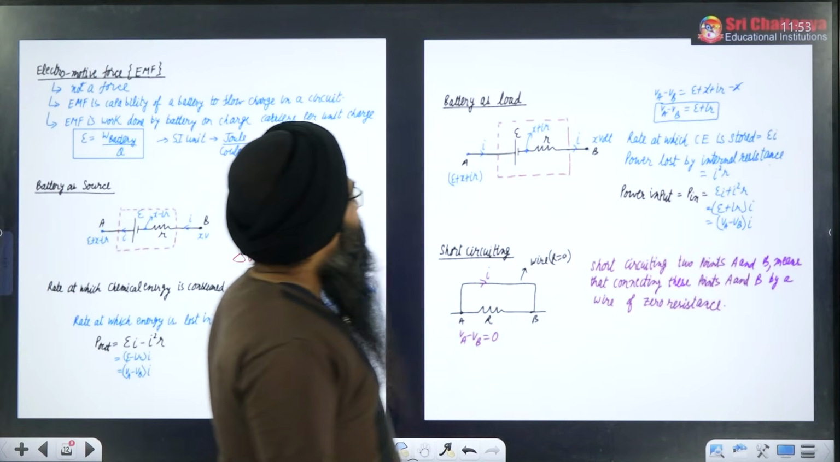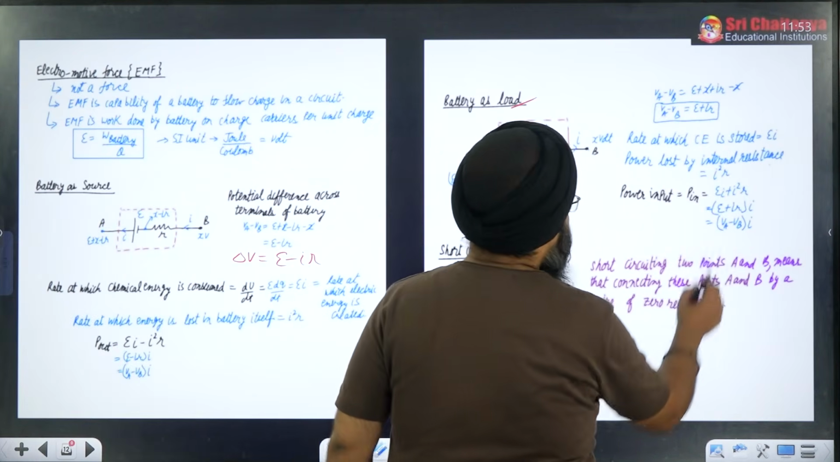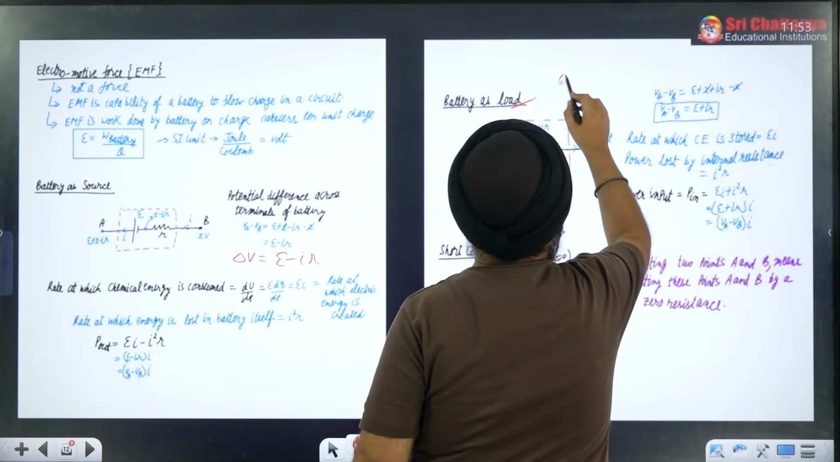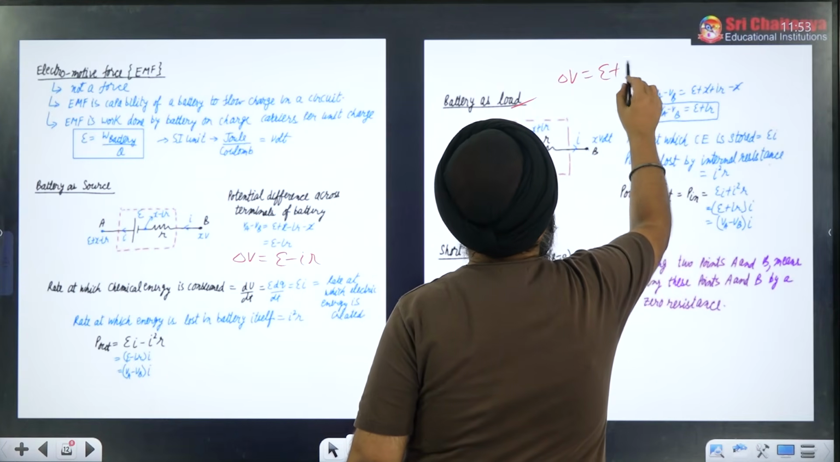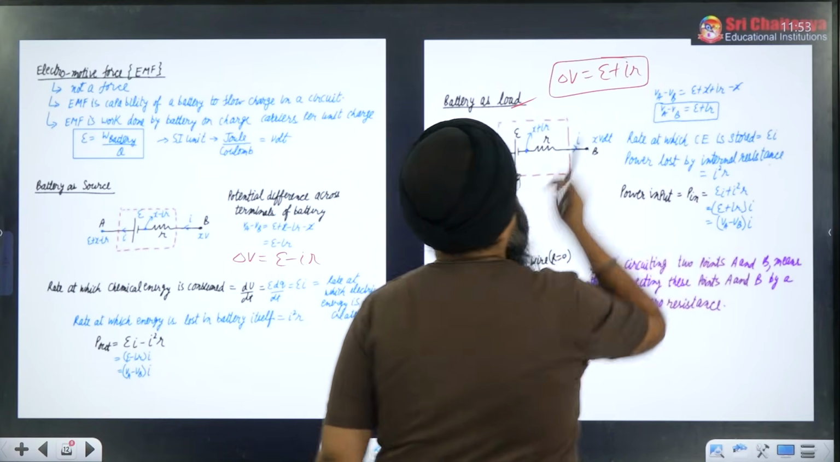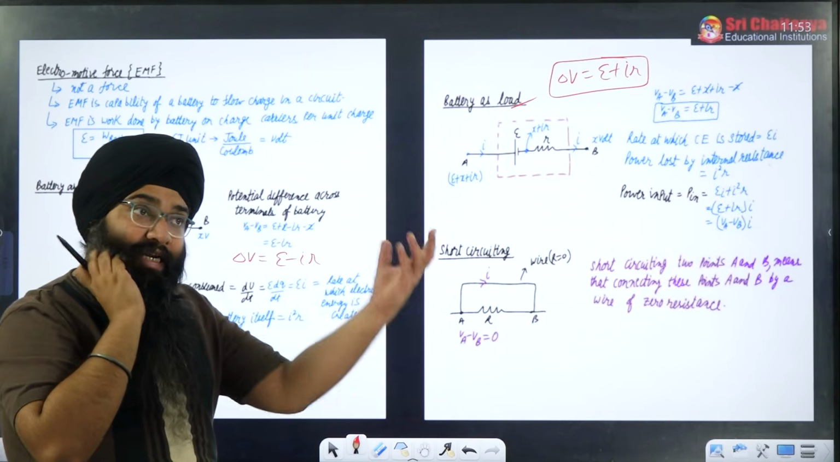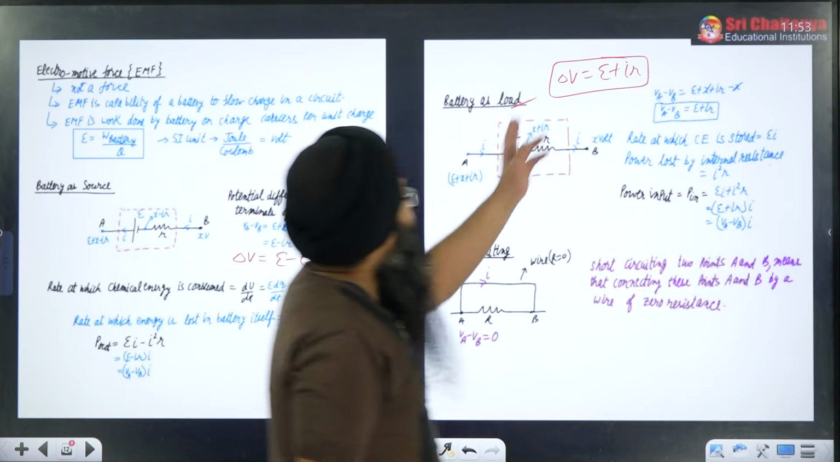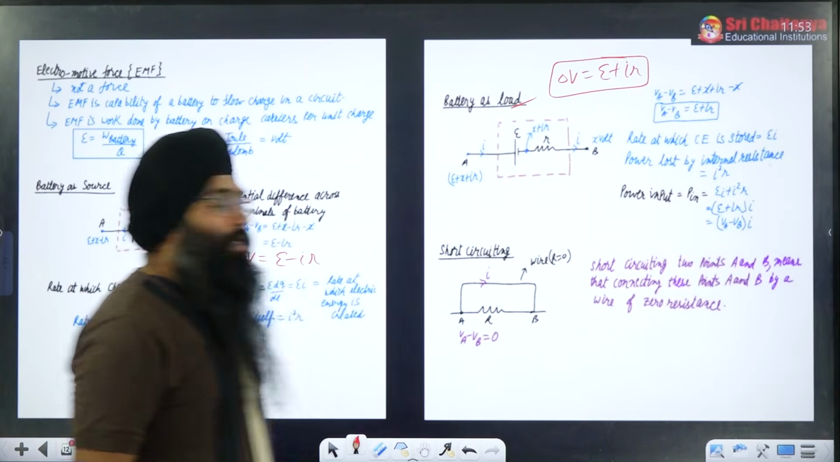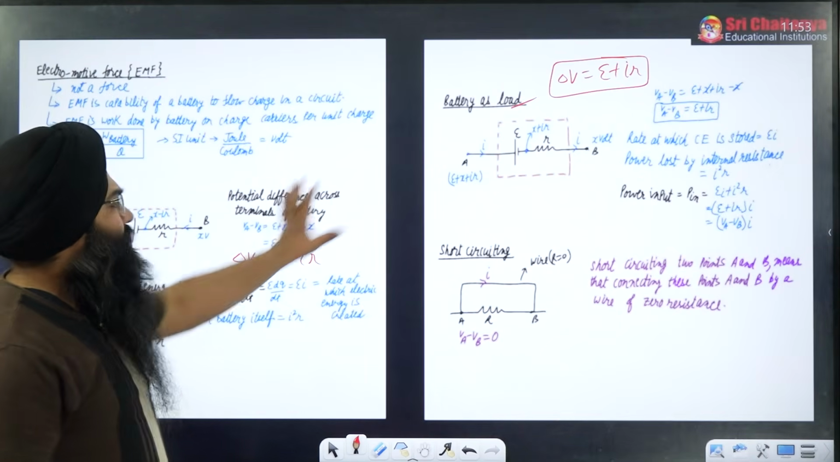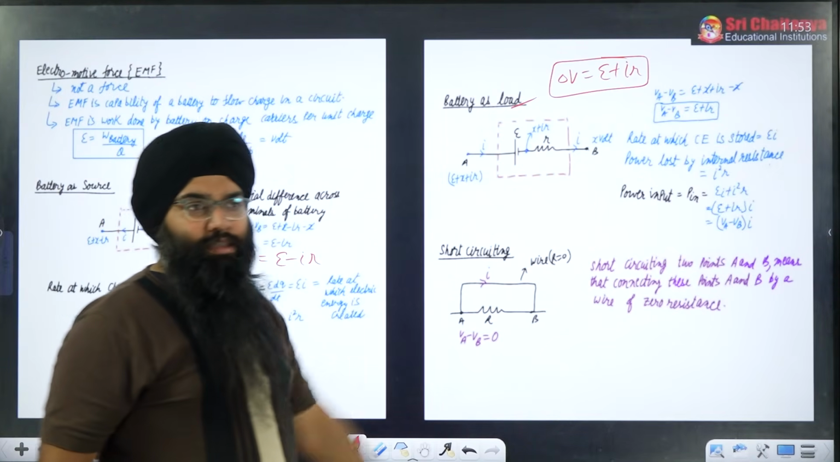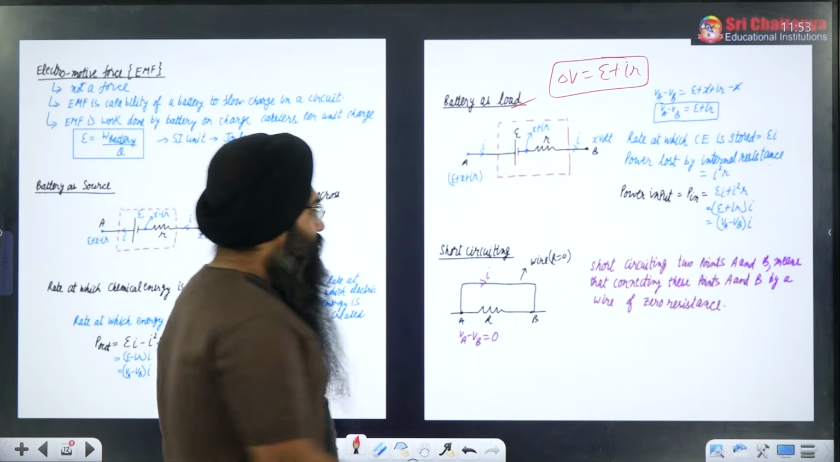In the same way, if the battery is working as a load, then in that particular case the terminal voltage will be equal to E plus IR, because now the battery is charging. Now the battery is not delivering energy, it is taking or consuming energy. So in that case, the potential difference will be equal to E plus IR. So these concepts I have already told you. You can just revise this and take the screenshot.